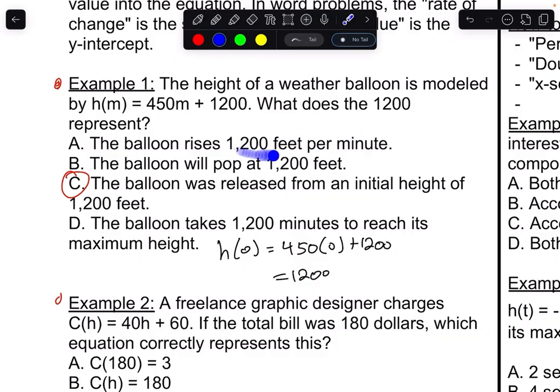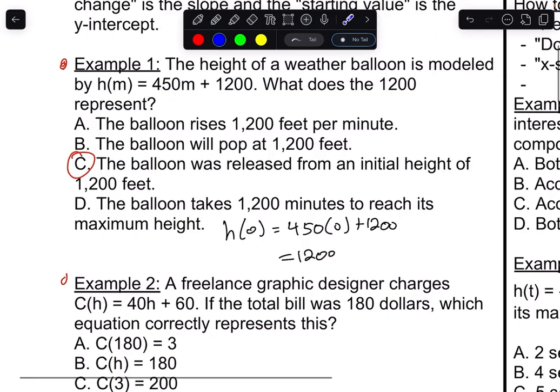1200 feet per minute? That would be 450 in this case. Pop at 1200, don't even know where that comes into play. It takes 1200 minutes to reach its maximum? This would be like a y value, and this would be an x. That would be insane if it took 1200 minutes, because this wouldn't have a maximum.